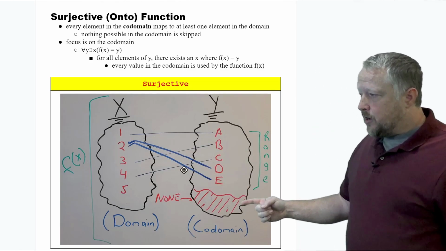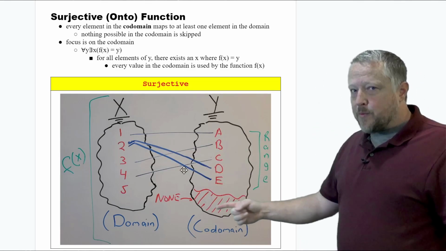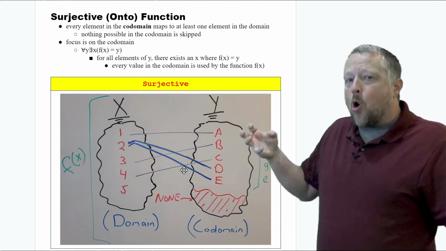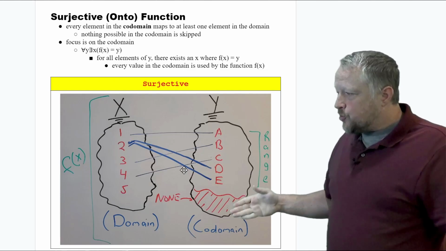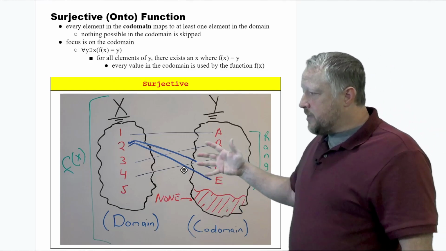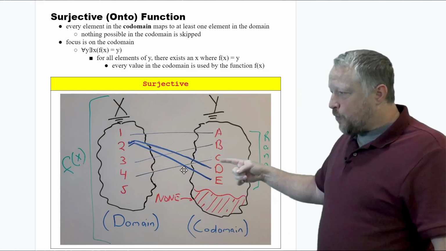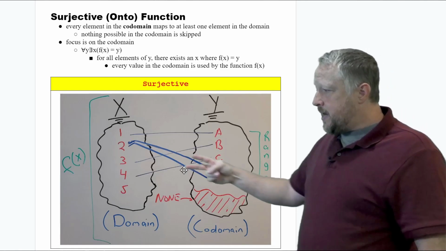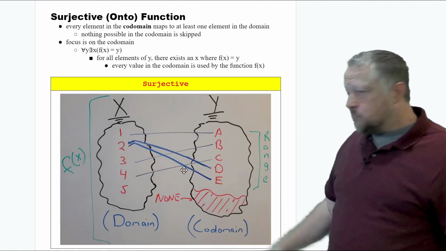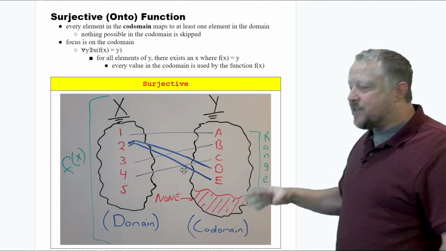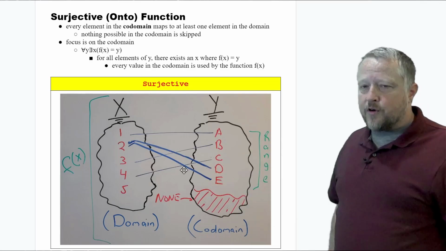So notice this is empty. The Bermuda Triangle is completely empty. The range and the codomain are a perfect match. There's nobody left behind here. And again, as long as there's a match and everyone has a mapping to it, we're in good shape. Now, by the way, look at D and E. Both of them ended up at 2. Fine, but at least both of them are being used. There's nobody that's left behind for an onto function.